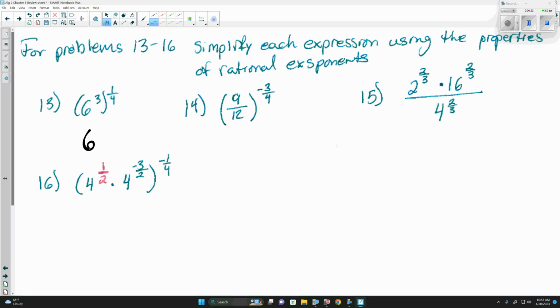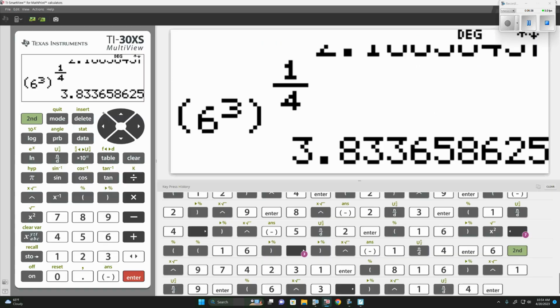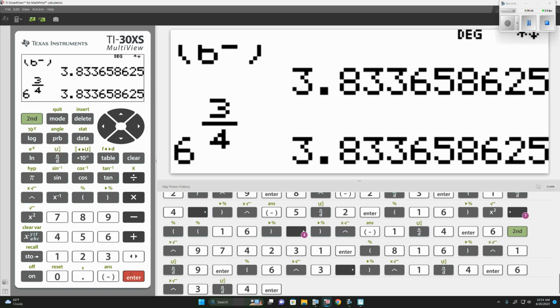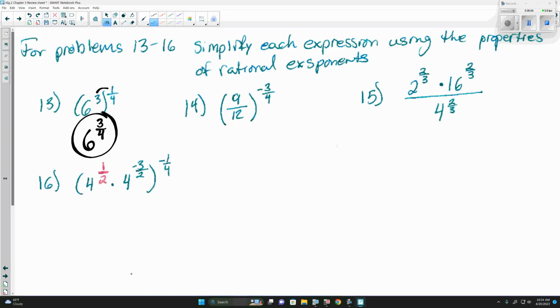Now the properties of exponents: powers of powers, multiply. So 3 times 1/4 is 3/4. So the correct answer for this is 6 to the 3/4. If you wanted to check that in the calculator, we could. We could say 6 to the 3/4. Now, we get the same answer as what we originally started with, so 6 to the 3/4 is the correct answer, and this is a way to verify. So our answer for this is 6 to the 3/4. Any questions on this?